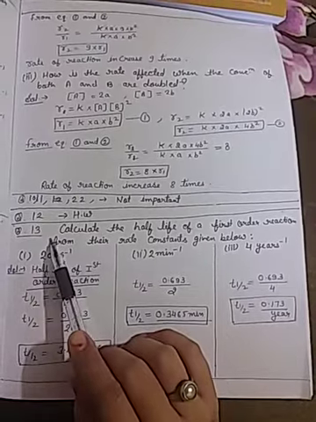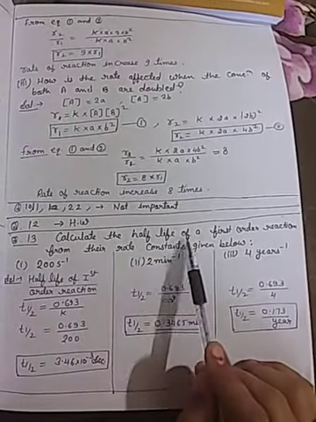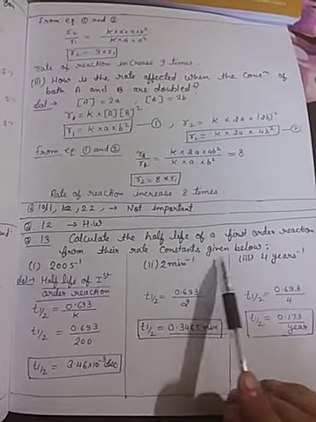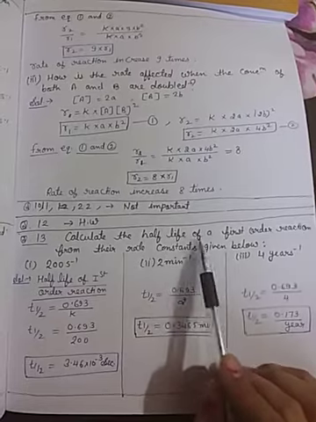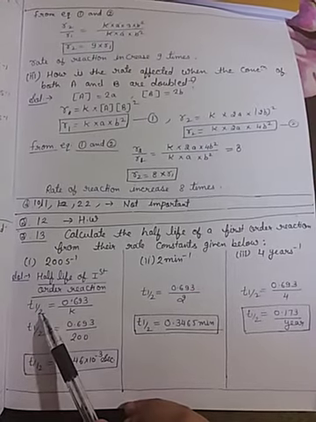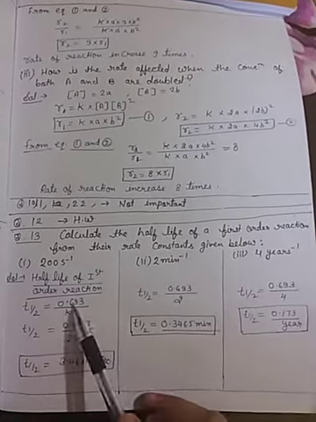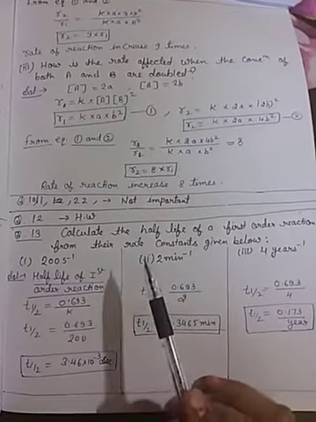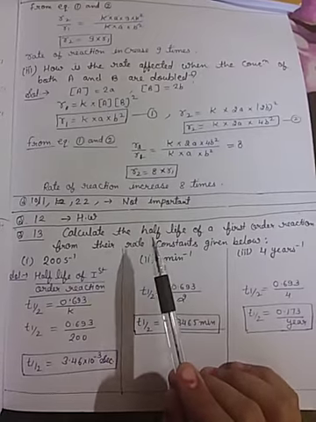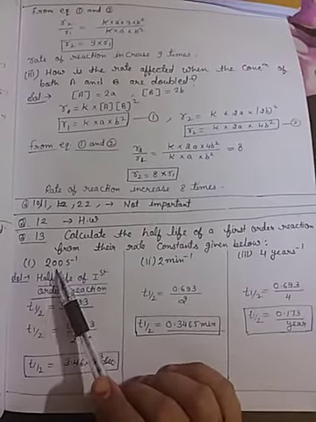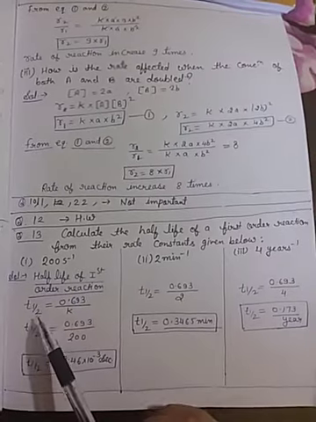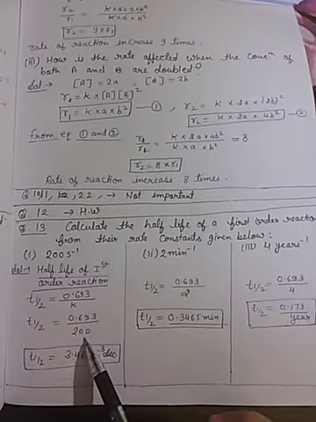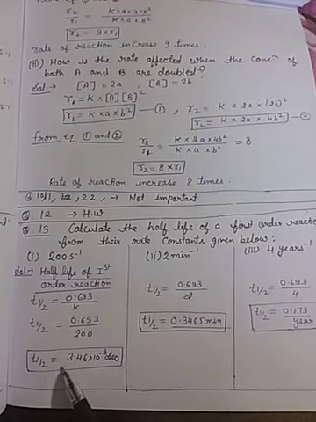And question number 13. Calculate the half-life of a first order reaction from the rate constants given below. Half-life formula for first order: T half is equal to 0.693 upon K. You already know about this formula. So first find the rate constant, given 200 second inverse. So the formula is T half is equal to 0.693 upon K. Put the value of K and then find the T half value.